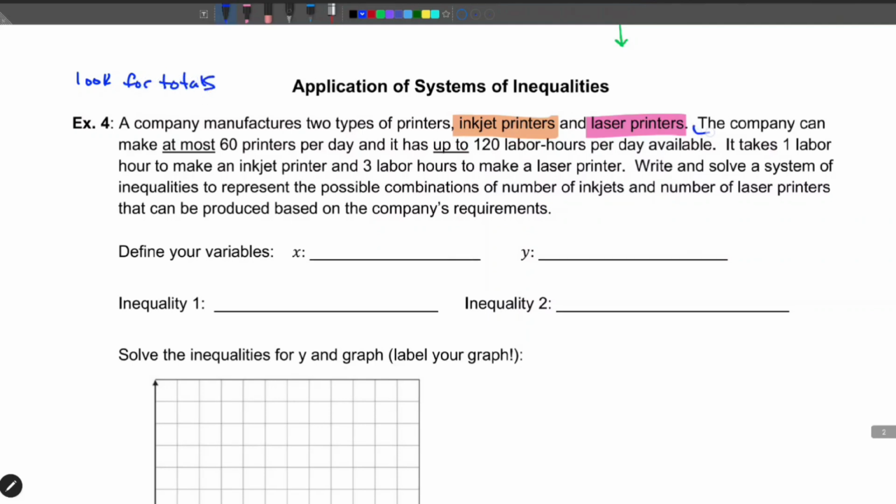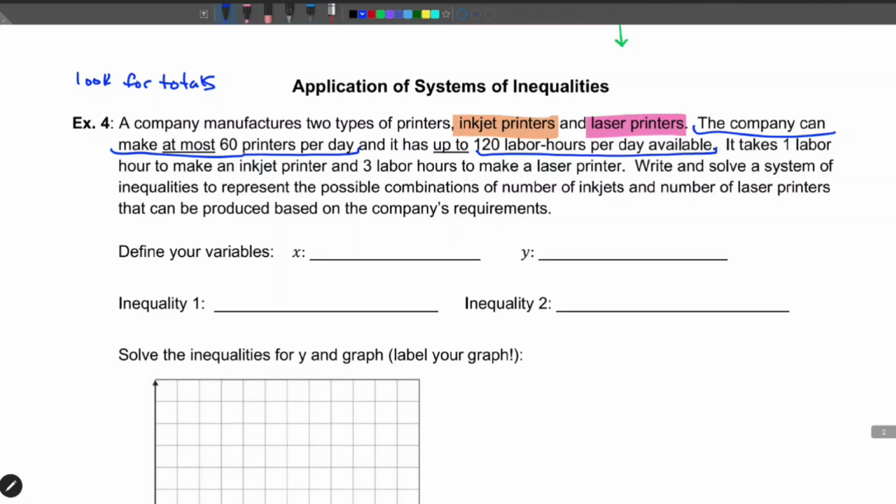And that sounds like a total to me. The company can make at most 60 printers per day. Okay, so there's one total, 60 printers per day. And it has up to, so here's another total, up to 120 hours of labor per day.